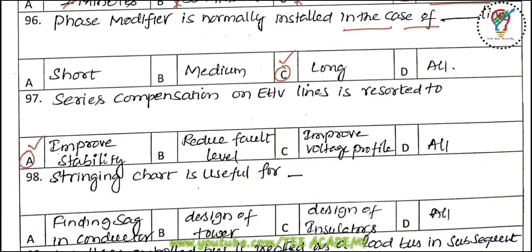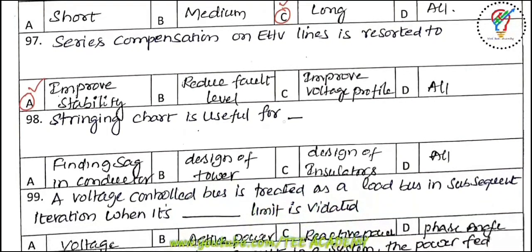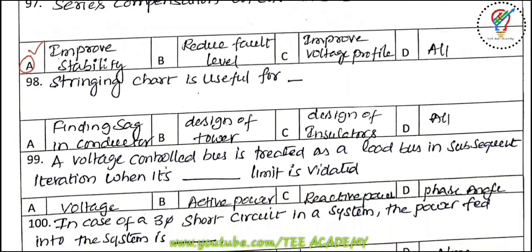Next one, the stringing chart is used for dash. The options are finding sag in conductors, design of towers, design of insulators, all. So the stringing chart is useful in finding the sag in the conductors.